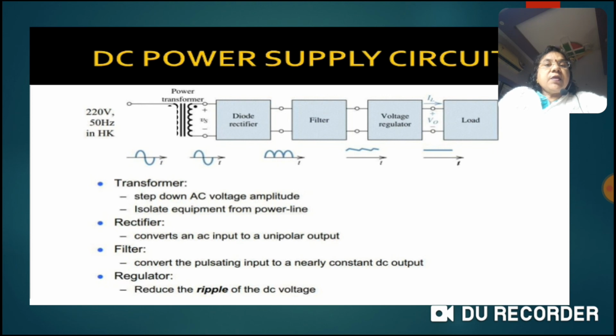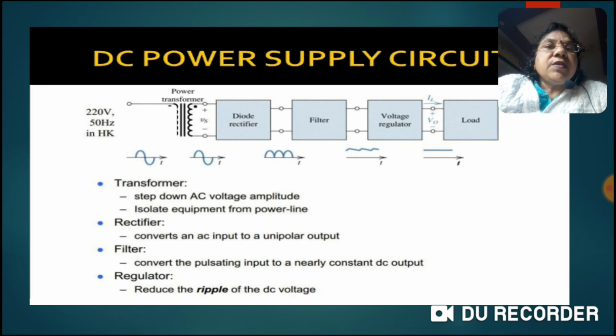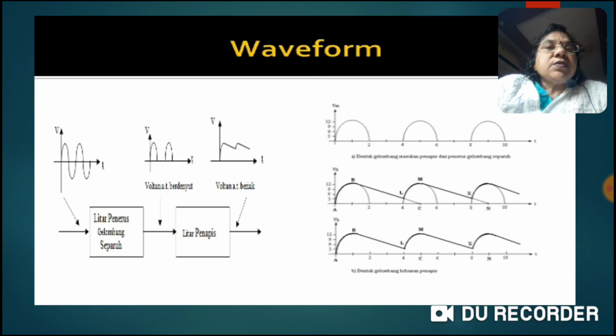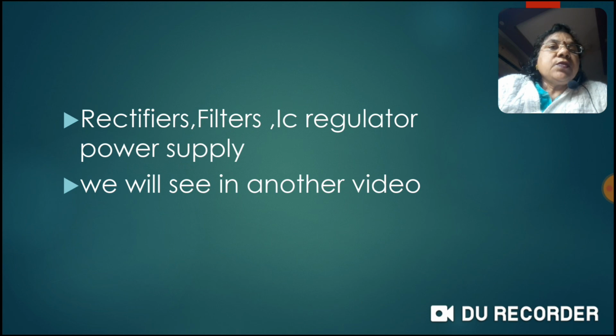A step down transformer is used for stepping down the AC voltage amplitude. Initially, from the starting point you can see 230 volt AC with a 50 hertz signal is given. It isolates the equipment from the power line. The rectifier converts AC input into a unipolar output. The filter converts the pulsating input to a nearly constant DC output. The regulator reduces the ripple of the DC voltage. These are the waveforms you get at various points, and you convert AC into a DC power supply.